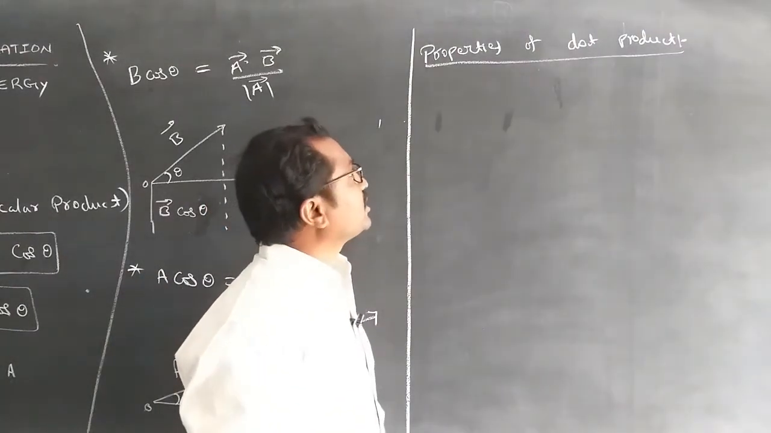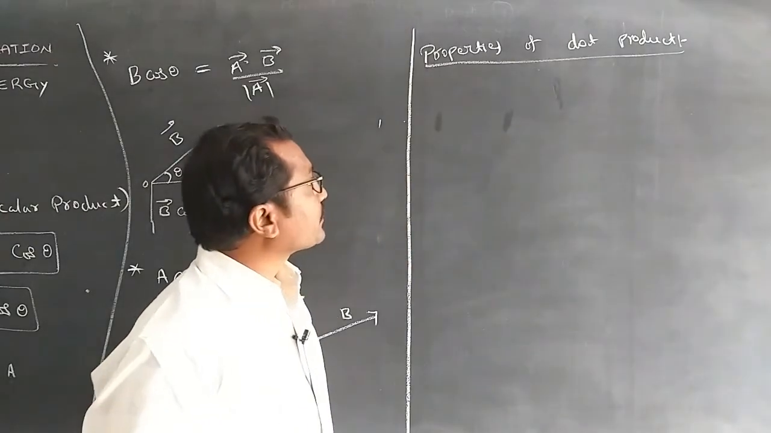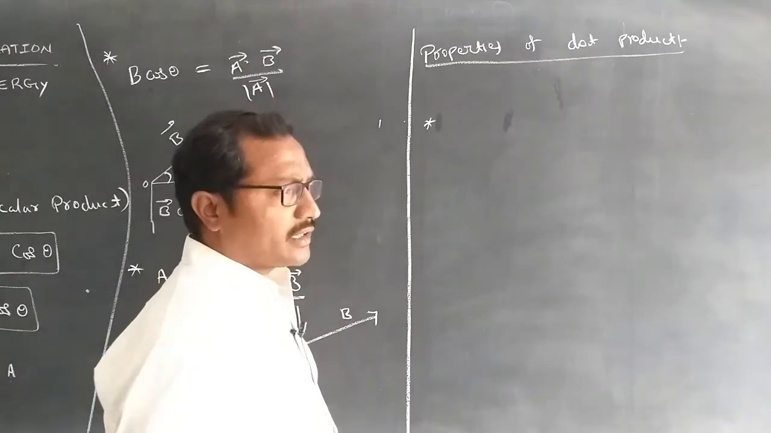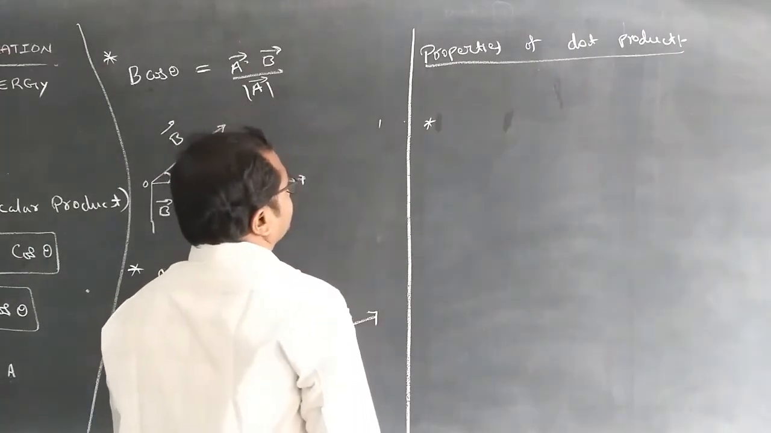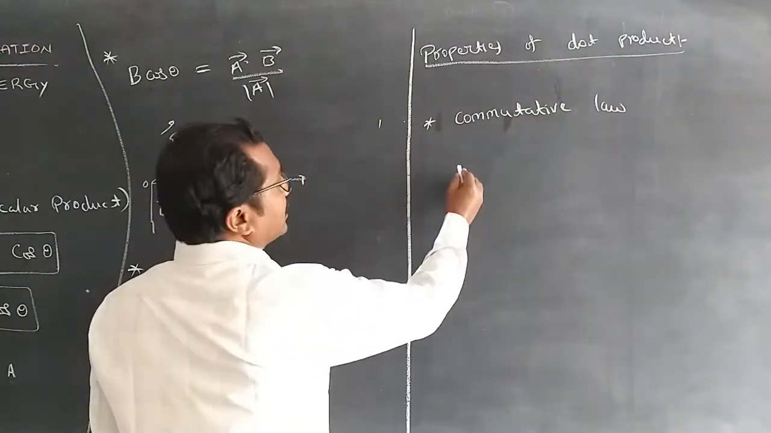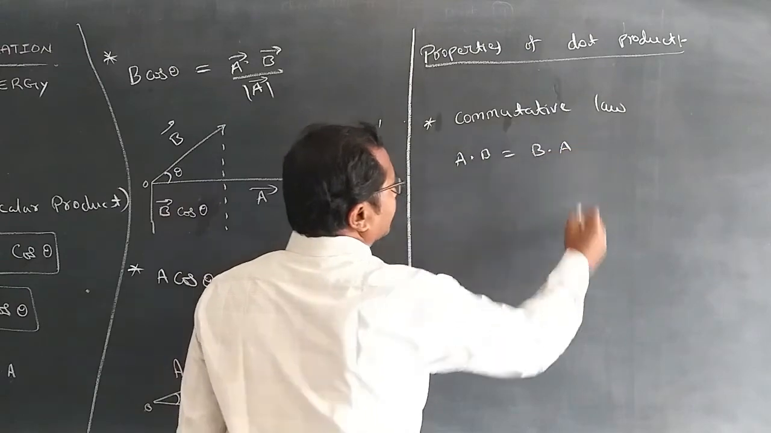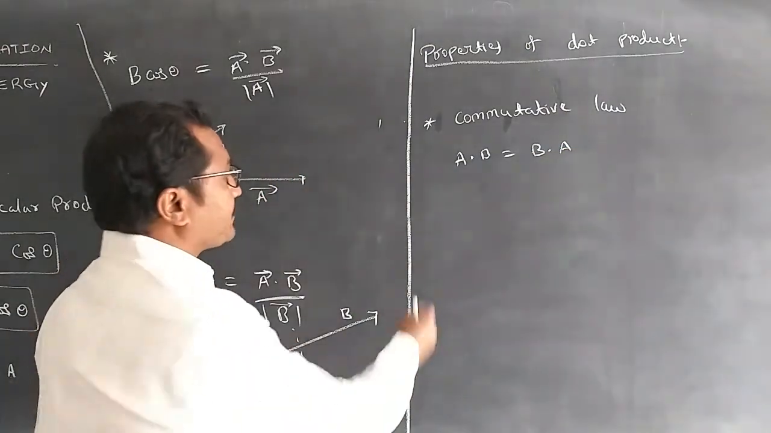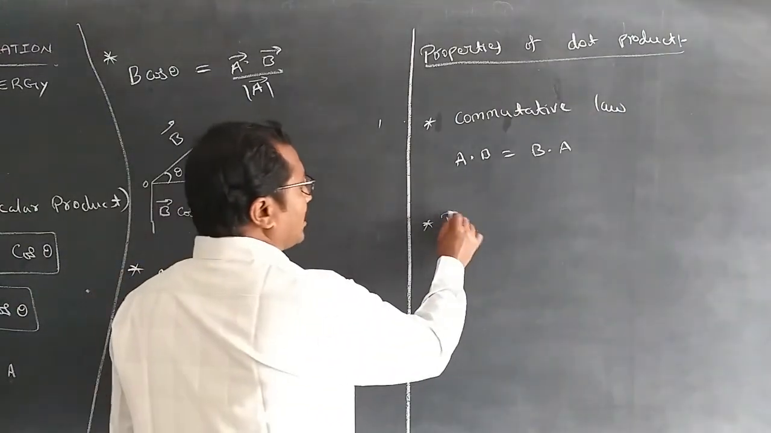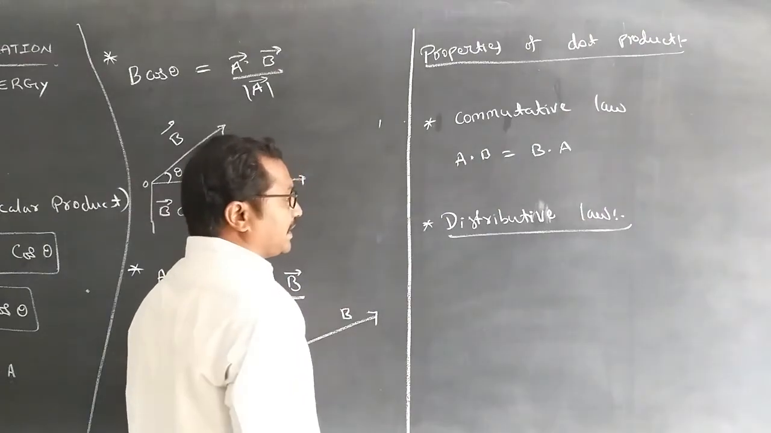Next, continuation of this one. Here we are discussing the properties of the dot product, I mean characteristics of this one. First, we have the laws of the dot product, that is the commutative law: A dot B is equal to B dot A, right. And next we have one more case, that is the distributive law, otherwise the law of distribution.